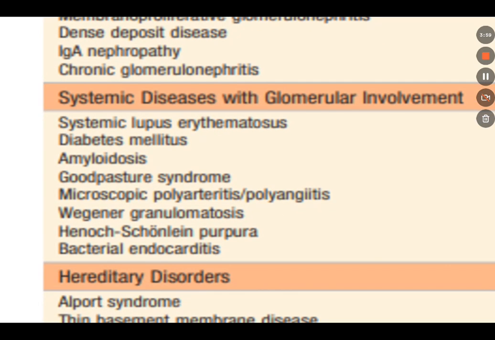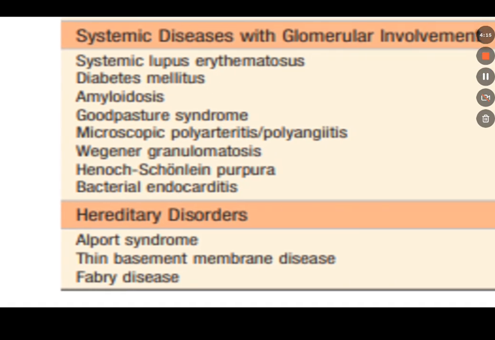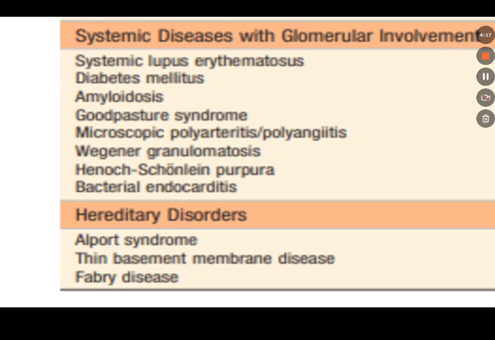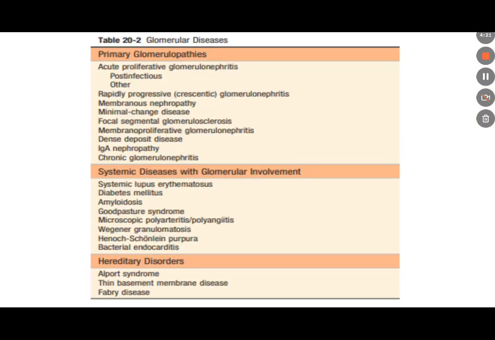And then of course there are systemic diseases which are associated with specifically glomerular involvement, which are SLE, diabetes, amyloidosis, Goodpasture syndrome, microscopic polyangiitis, Henoch-Schonlein purpura, bacterial endocarditis, and hereditary disorders like Alport syndrome, thin basement membrane disease, and Fabry's disease.